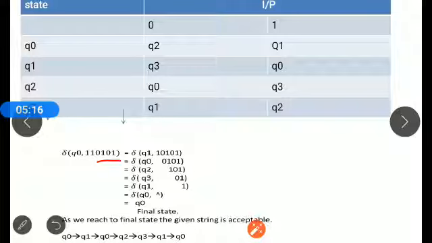And when the string is accepted, what is the sequence of the states? It is q0, q1, q0, q2, q3, q1 and again q0. So just write down the sequence of the states that has to be followed if the string is accepted.